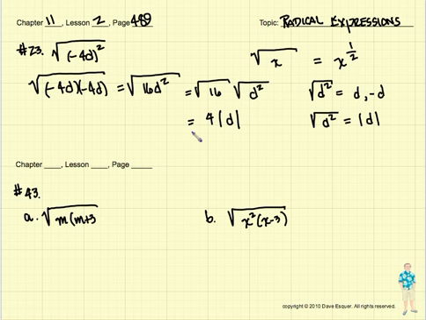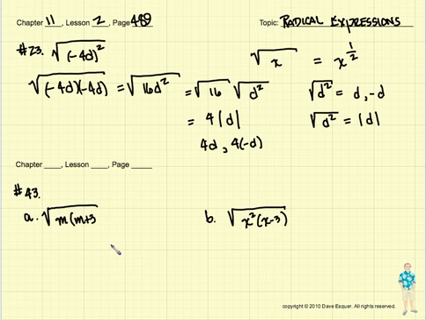The answer for number 23 turns out to be 4 times the absolute value of d, or 4 times d, or 4 times a negative d. The absolute value of d is the same thing.